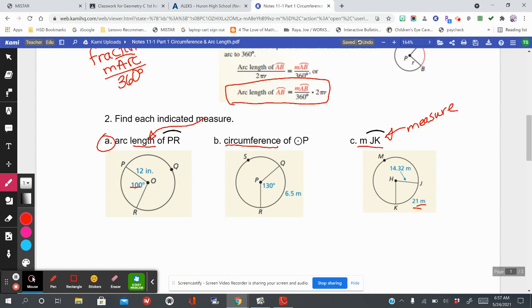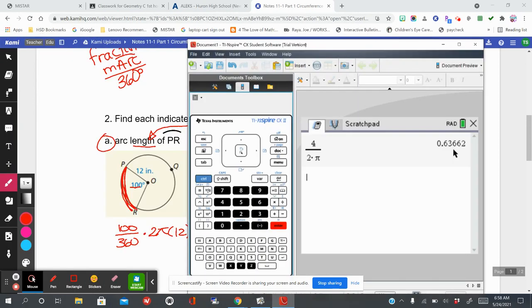You can look at the pictures and see that they look pretty identical, but you have to be able to read the words and know what they're asking. So first one, arc length, that means they want this right here. They want that part of the tape measure. So this is going to be the angle of the arc, 100, divided by the whole circle, times the circumference, 2 pi times radius. So I'm going to simplify this a little bit. So we're going to have 24 pi times 100 divided by 360.